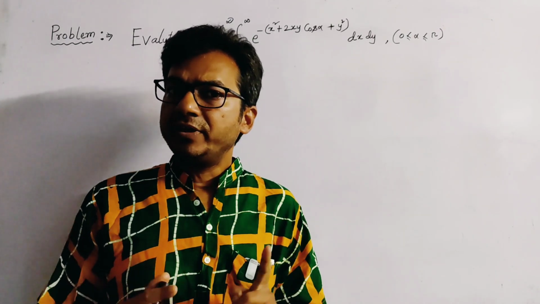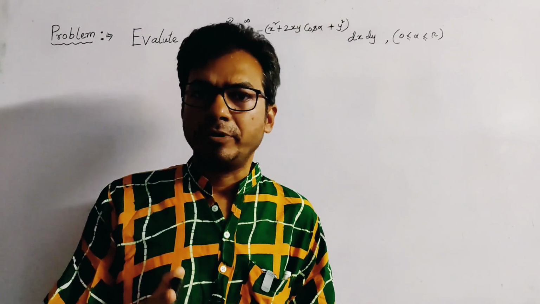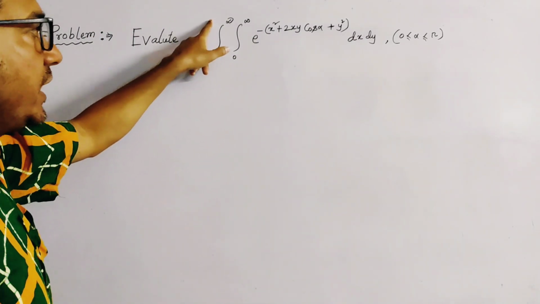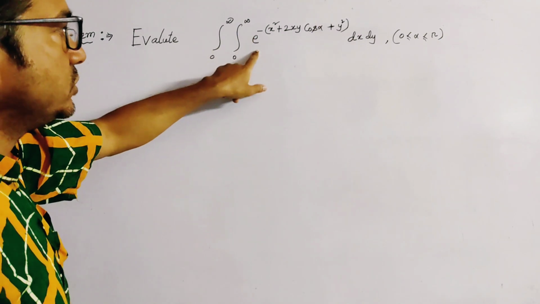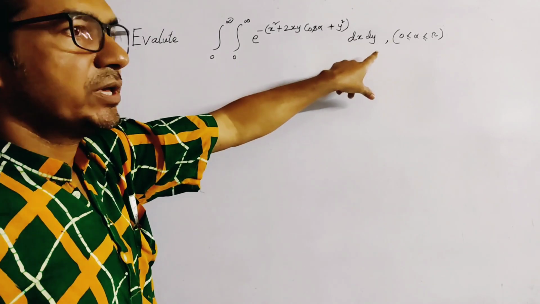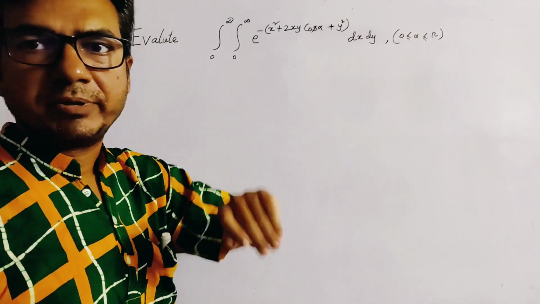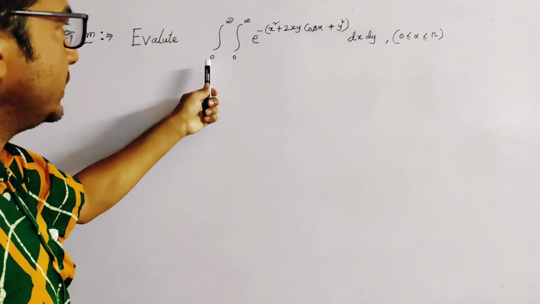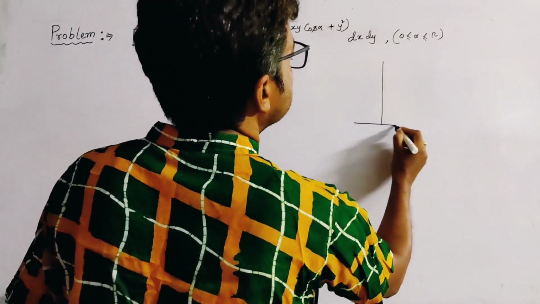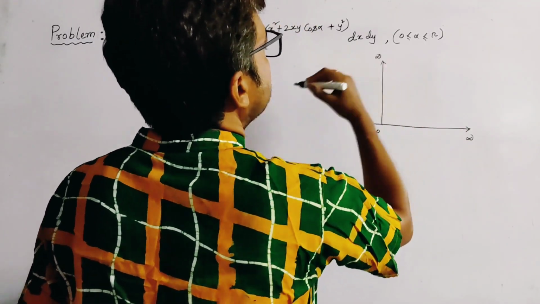This is a very, very important double integration, and this is from your university paper also. The double integration is the integral from 0 to infinity and also from 0 to infinity of e to the power minus (x square plus 2xy cos alpha plus y square) dx dy, where alpha is constant but the range of alpha is 0 to pi. It is given. From the range we say that this is the first quadrant, because this is 0 to infinity and this is also 0 to infinity.